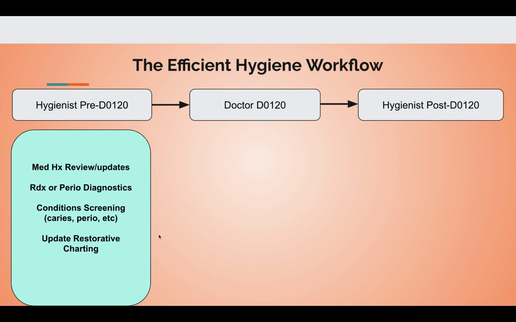And then update the restorative charting. What does that mean? Sometimes patients have work done in other practices. They go and have endo done. The hygienist should be aware of any work that had been done in that interim period and updating the charting. It's not restorative charting, it's updating the charting. I'll make that adjustment in the next overview of this topic. And then start and complete the prophy.